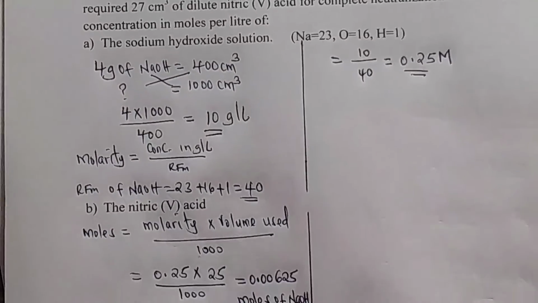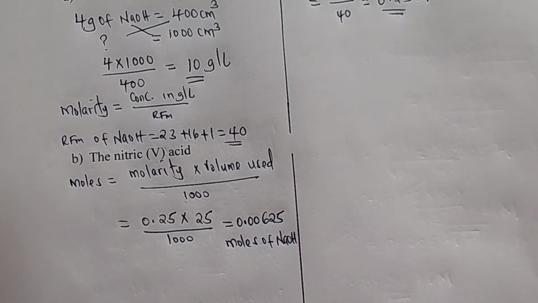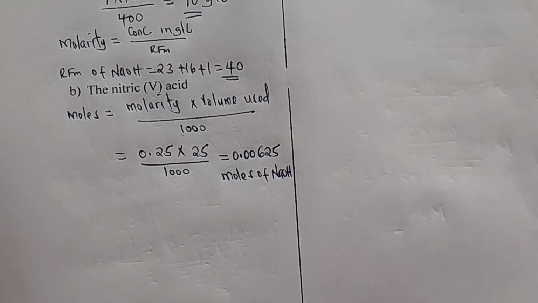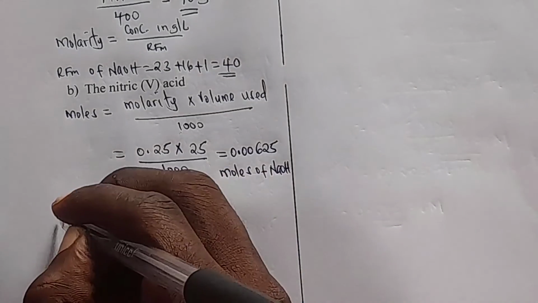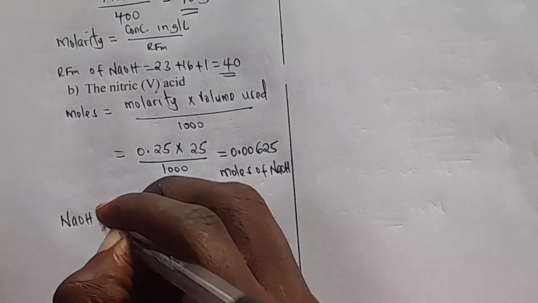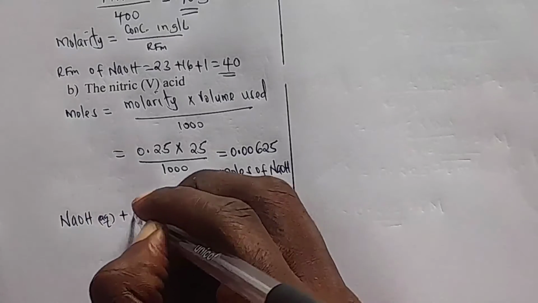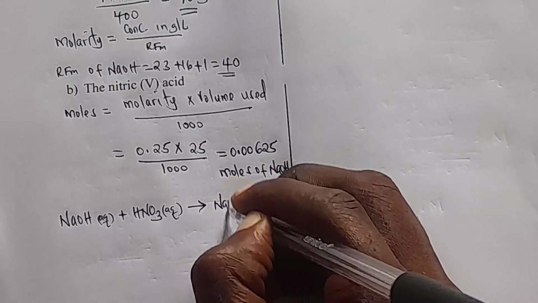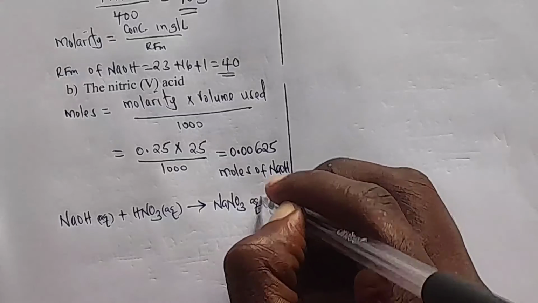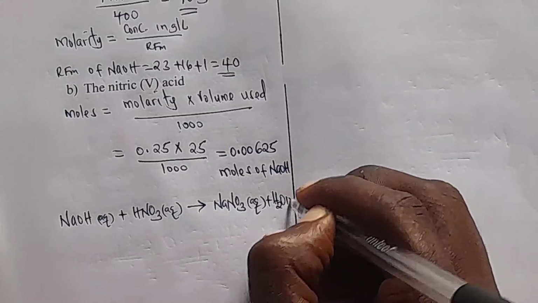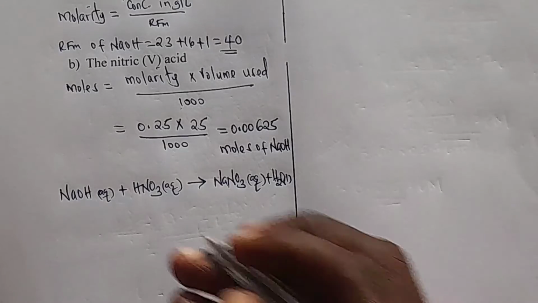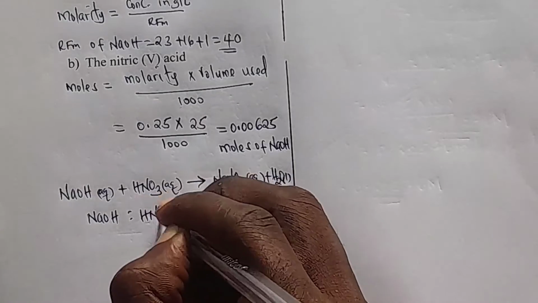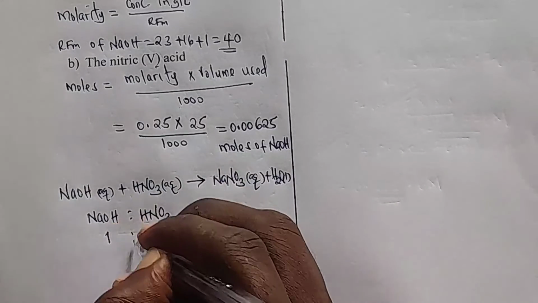So next, I can get the number of moles of the nitric acid, which is the analyte, by writing the balanced chemical equation between the standard solution and the analyte. We are going to have sodium hydroxide aqueous plus nitric acid aqueous giving sodium nitrate aqueous plus water, which is liquid. The mole ratio between the standard solution, sodium hydroxide, and the analyte, nitric acid, is 1:1.